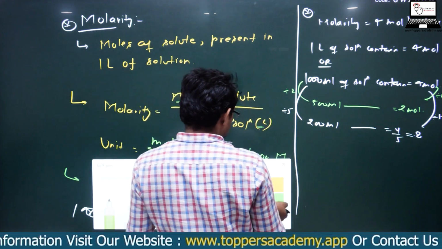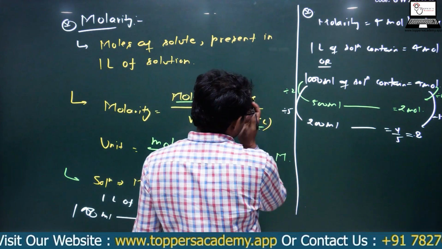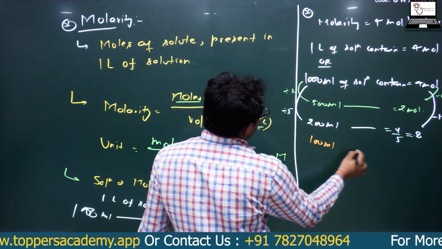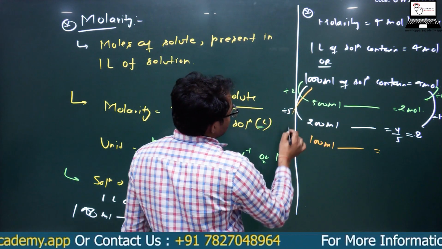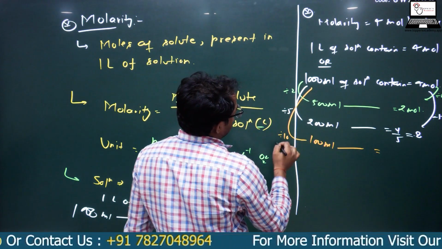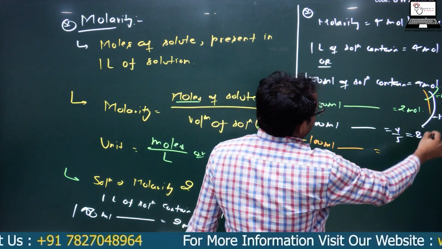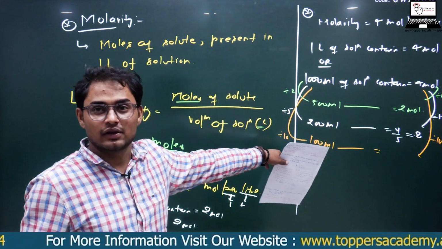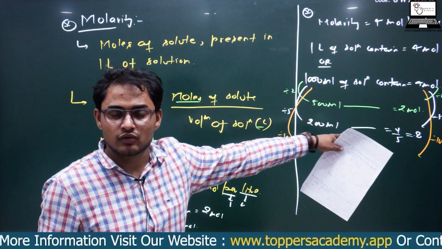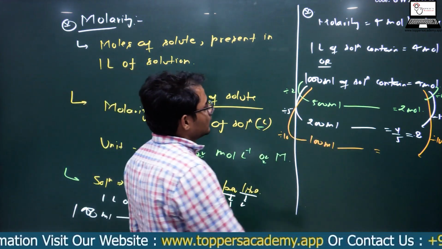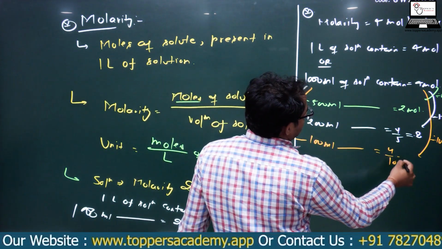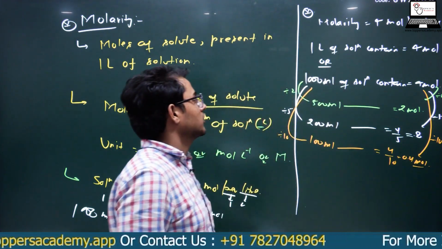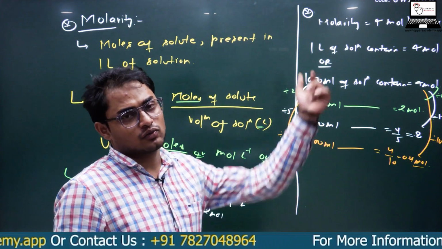Now my dear students, listen. If I am going to take 100 ml, that means it is divided by 10. Because on the left side you have divided by 10, obviously on the right side you are also going to divide by 10. 4 divided by 10 means 0.4 mole of solute. This will be the amount of solute that will be present. In this way you can solve this question.